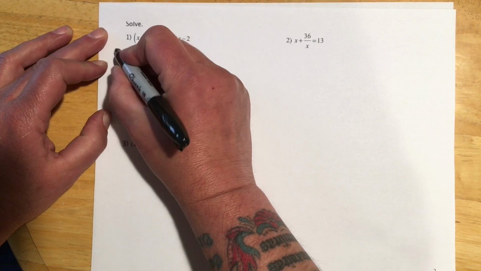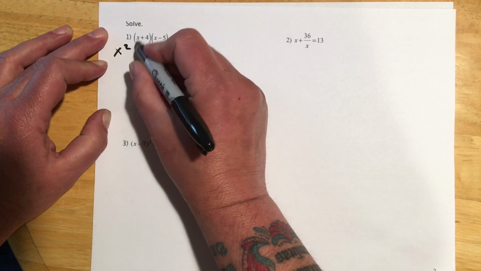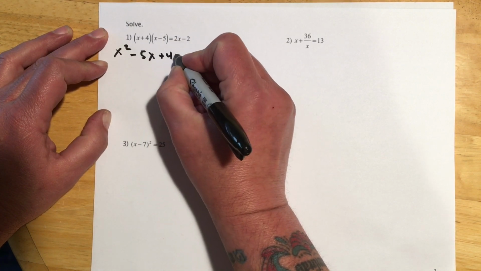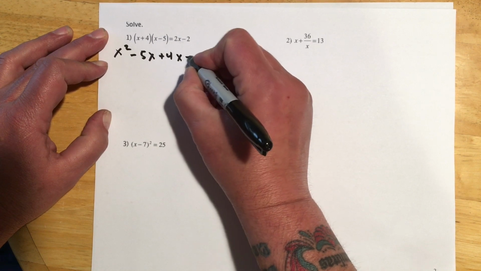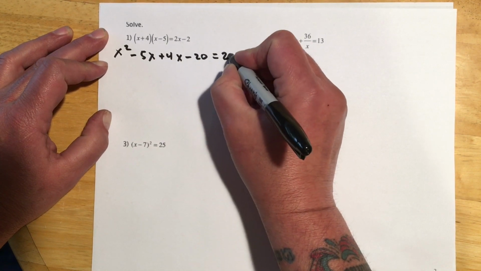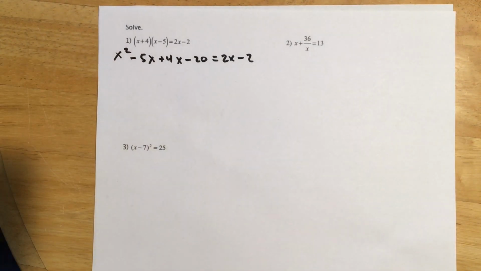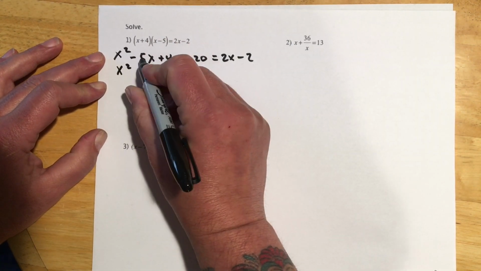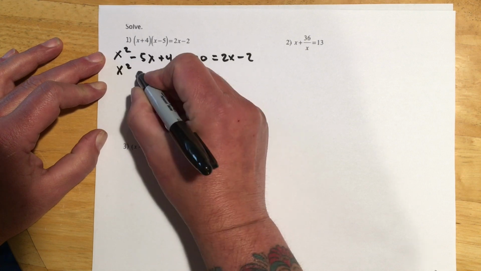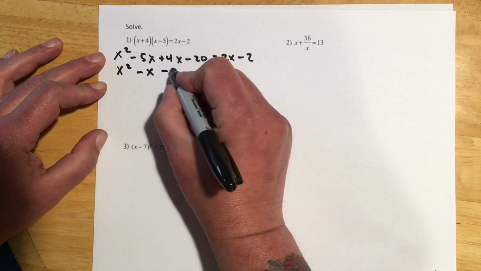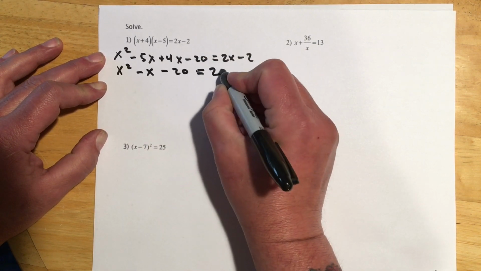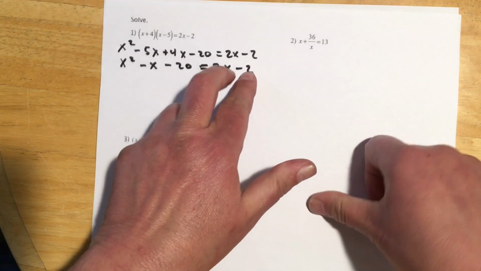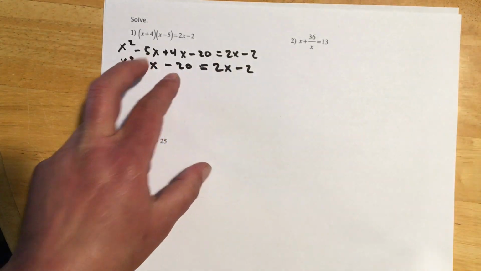So foiling, I get x squared, and then outside I get minus 5x, inside I get 4x, and then minus 20, and that equals 2x minus 2. Let me go ahead and collect here first. X squared, so minus 5 plus 4 is going to make minus x, and then minus 20 equals 2x minus 2.